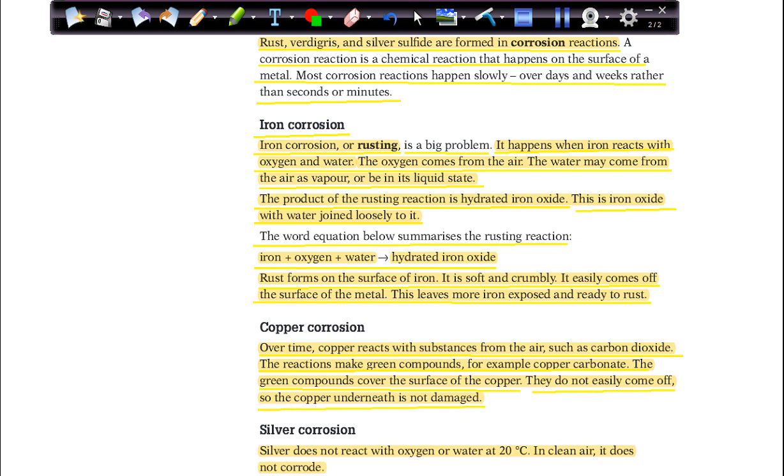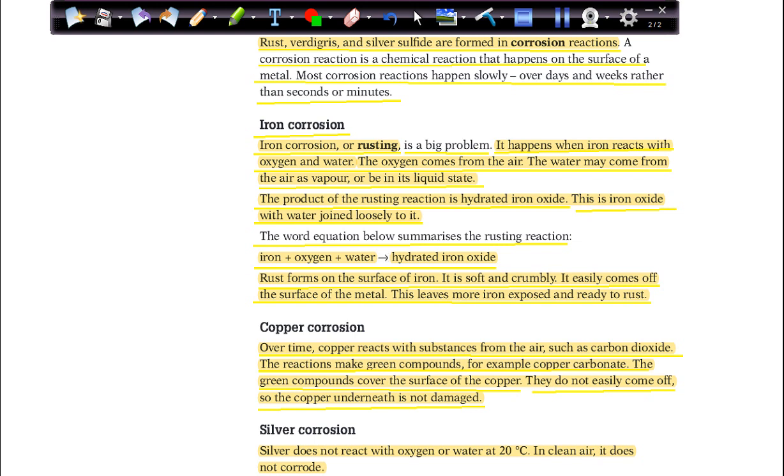So unlike the iron oxide or hydrated iron oxide, which we said is soft and crumbly, here the green compound, the copper carbonate, which we call verdigris, is not easy to come off, so it will protect the copper underneath it.